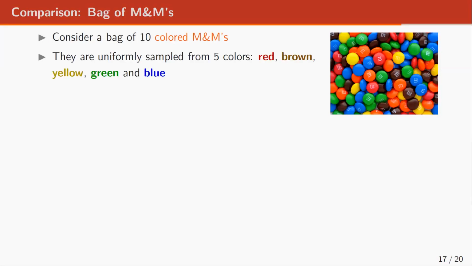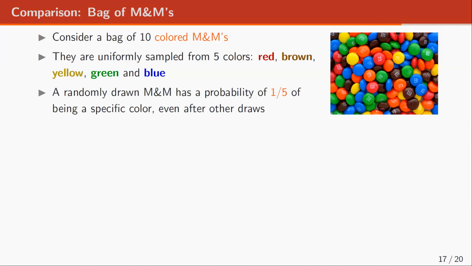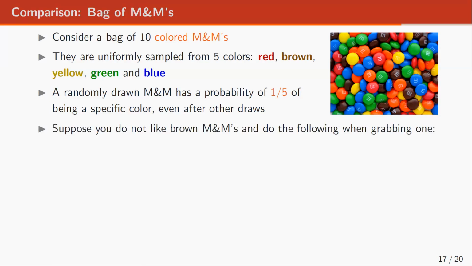And they are uniformly sampled from 5 different colors: brown, red, yellow, green, and blue. Every M&M has probability 1/5 of being any specific color. So even if the first 3 M&Ms that we draw are all blue, the probability that the next one is blue is still 1/5. But now we have a picky eater who doesn't like brown M&Ms.